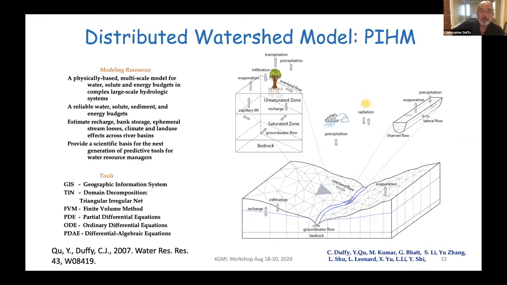The PIHM model is a distributed model that takes a system of PDEs, solves the PDEs and ODEs for vegetation, surface runoff in 2D, unsaturated flow and saturated flow over this unstructured grid using a finite volume, semi-discrete approach.